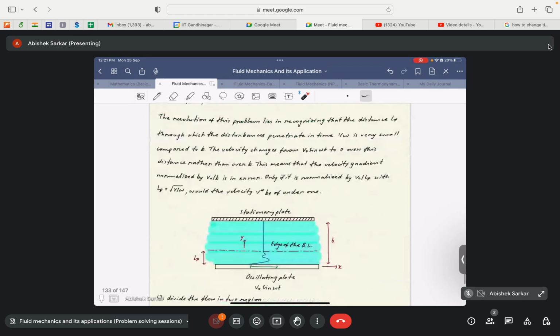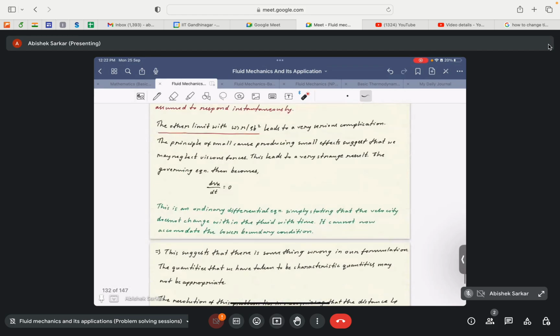Sorry, it's a bit confusing sometimes. So now, if omega is greater than mu by rho b square, it essentially tells us that the frequency of oscillation is now greater than a certain value. That is basically the characteristic frequency in this case. So if the frequency of oscillation of the plate is greater than the characteristic frequency, it tells us that the viscous forces can be neglected with respect to the unsteady term in the governing equation.